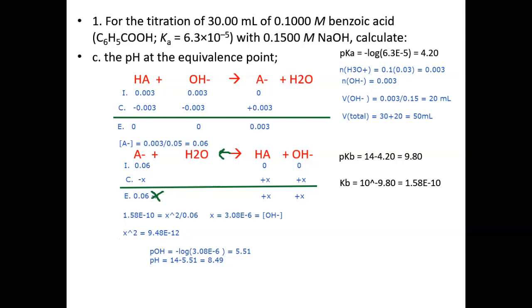And so you have to do all of this to calculate the pH at the equivalence point. And notice that it's above 7. So anytime you calculate the pH at the equivalence point for a weak acid, strong base, it should always be greater than 7. This is how you calculate the pH of a weak acid strong base solution at the equivalence point.